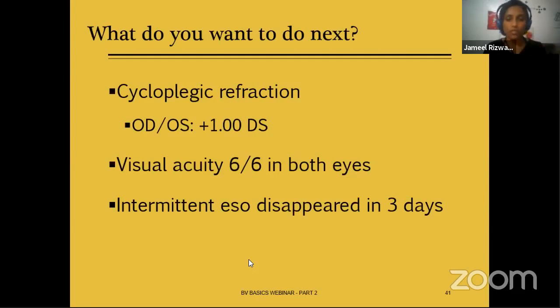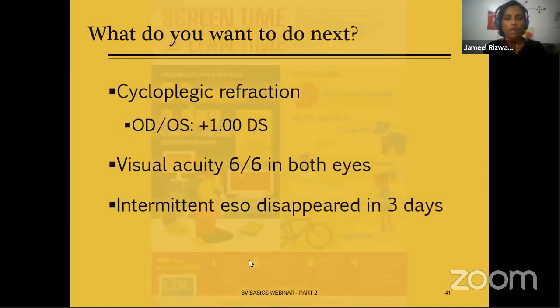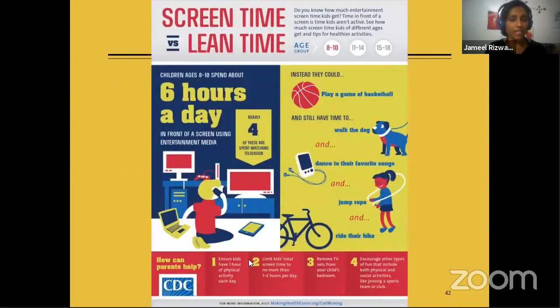And the history was this: it was last May, and the school holidays had started. The mother said gadget use was continuous, 6 to 8 hours at a stretch. And after a week, this is what happened. The patient came in with accommodative spasm. Now that the child is scared, they're of course following all measures. And this is one of the CDC and WHO guidelines that we use in the clinics.